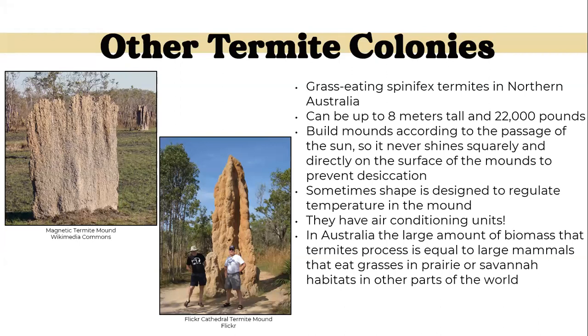The one over on the left side, the magnetic termite mound, it's really flat. So this actually will absorb part of the sun, but then when the sun moves over time, it will get cooler. So termites are not stupid. They know what they're doing.